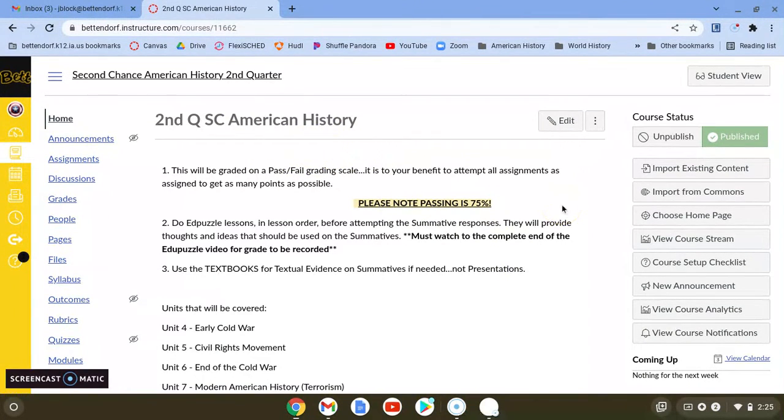But like I said in the first one, if you're just starting with us, every lesson has an Edpuzzle lesson that goes with it, and they all get points for completing each one. So make sure you're trying to get as many points as possible, because at the end of this, you must have a 75% or higher in order to get the graduation credit for this.